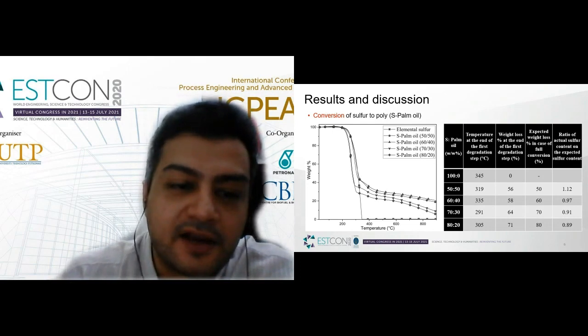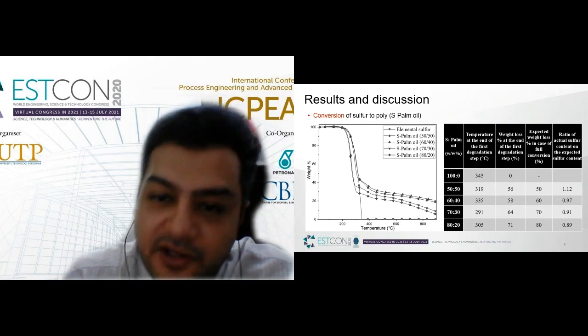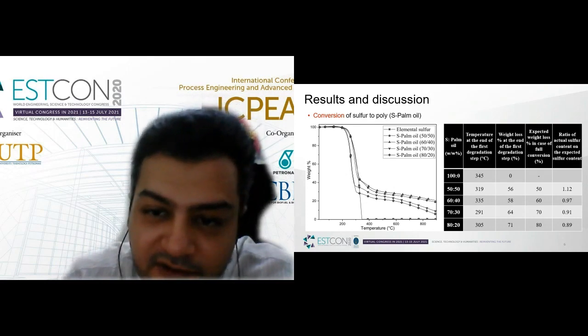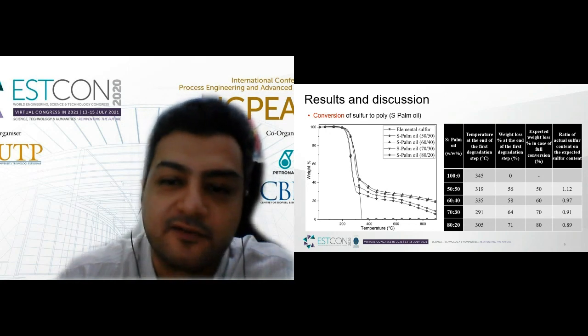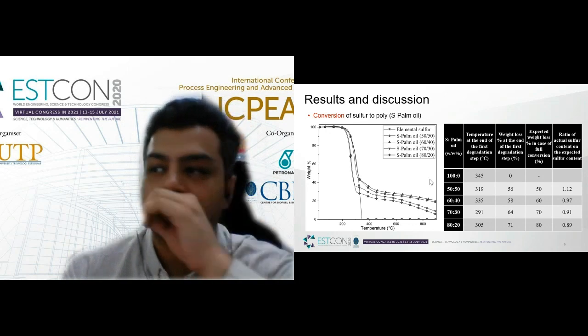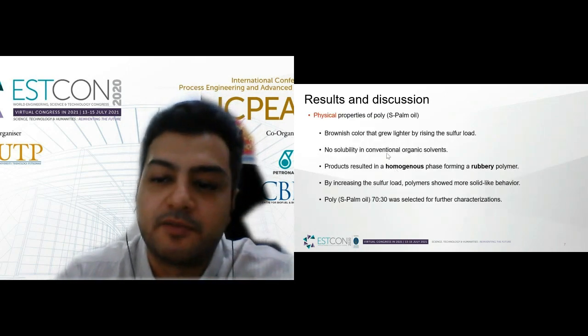According to literature, the onset of the first degradation step of elemental sulfur happens at 210 degrees Celsius. However, this step actually takes place sooner for 70-30 and 80-20, and a little bit later for 50-50 and 60-40.